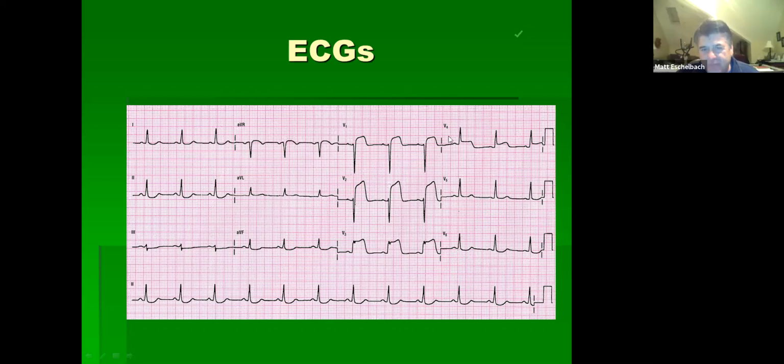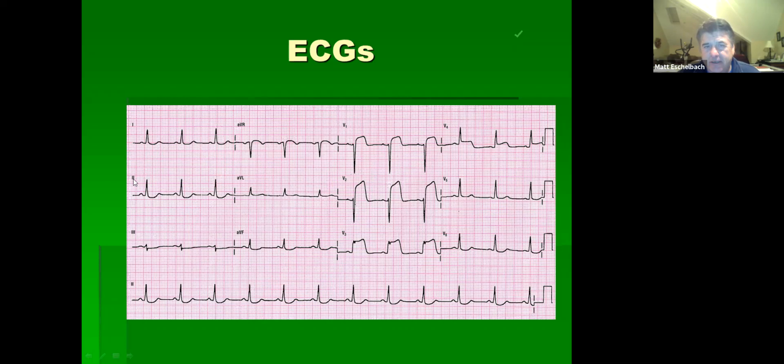First off, our eye goes right to this, but we're going to go backwards. Let's go back to 1, AVL, V5, and V6. Those are our lateral leads. And you're saying right there, there's a little bit of ST depression. Okay, correct. That's a very first spoony part.